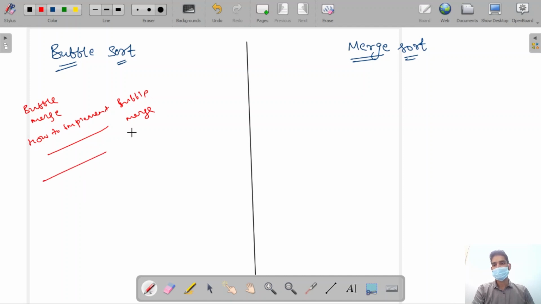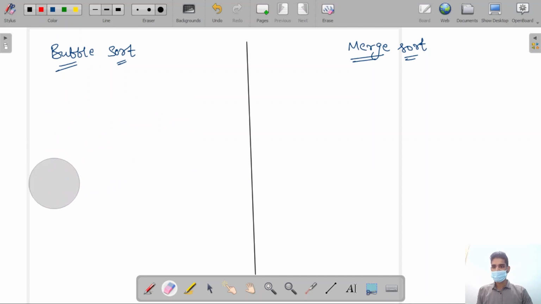What is the time complexity? The time complexity of bubble sort and the same for merge sort. So basically we are going to compare these two sorting algorithms. So let's get started.